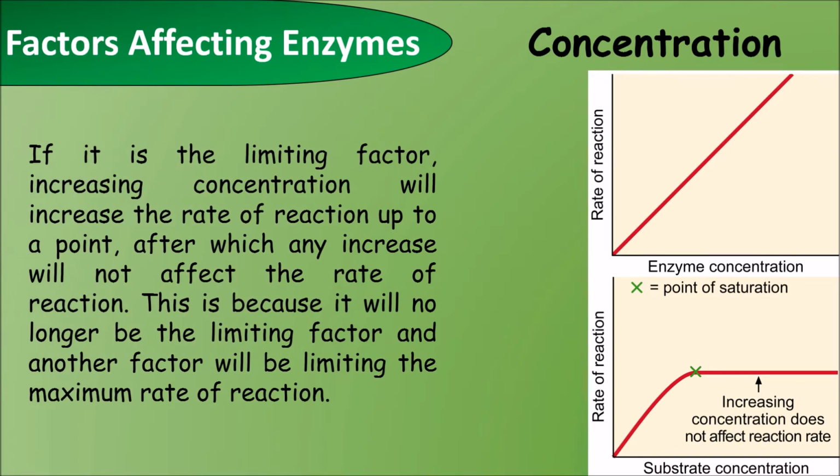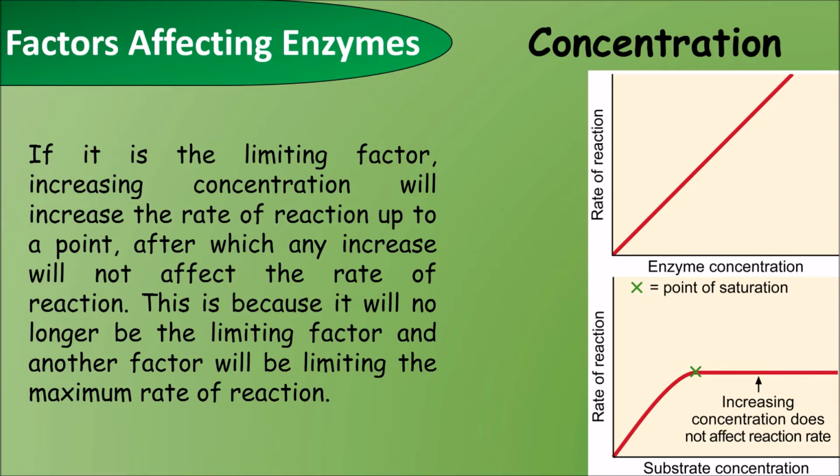If it is the limiting factor, an increase in concentration will increase the rate of reaction up to a point, after which any increase will not affect the rate of reaction. This is because there will no longer be enough enzymes to continue to catalyze it, so the enzyme concentration will become the limiting factor. You can see on the upper graph on the right hand side how the rate of reaction increases as enzyme concentration increases. This is because the more enzymes you've got, the more reactions they can catalyze.